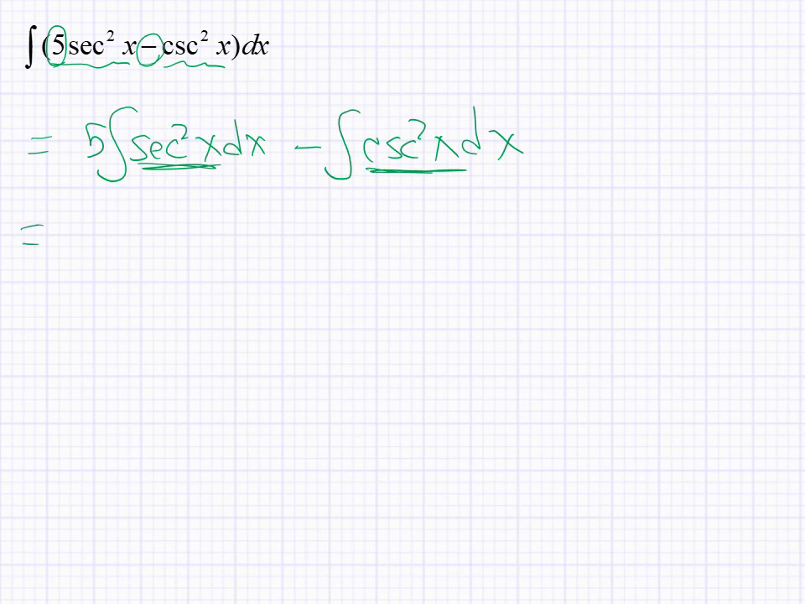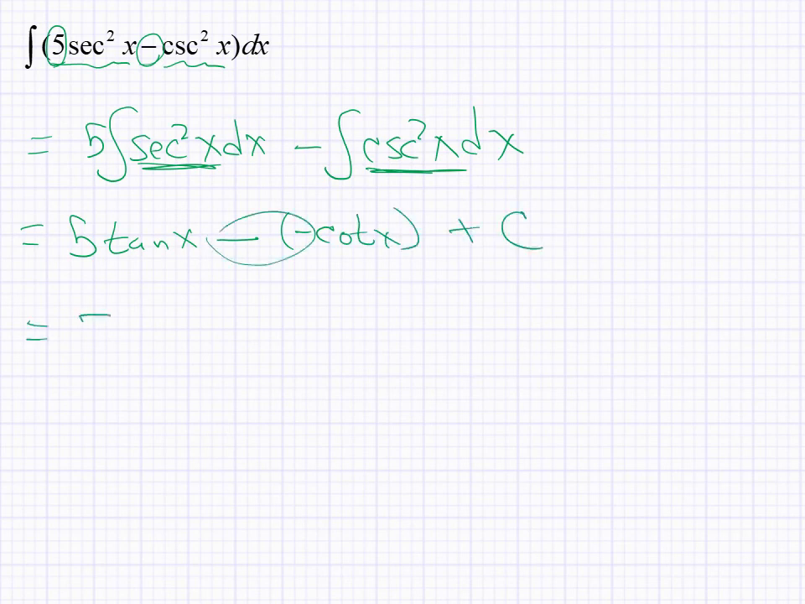So we would have 5 times tangent x, okay, minus the integral of cosecant squared is minus cotangent x, plus c. These two negatives will cancel out and give me a plus, so I have 5 tan x plus cotan x plus c. And the only way, again, to do this would be to know this integral and this integral. So pure memorization is the way you're going to have to get this done.